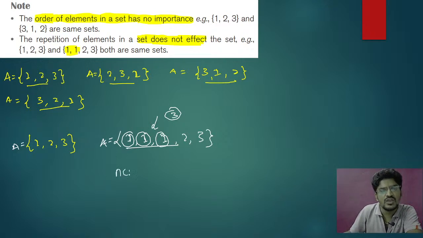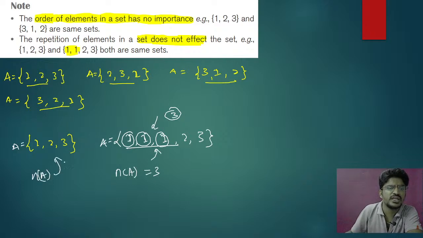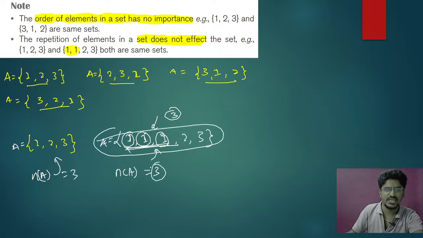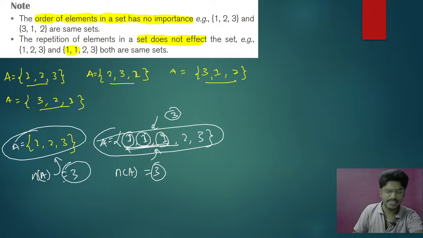So n of A here is 3. N of A here also is 3, because 1 is repeated 3 times, and if it is repeated 3 times, it doesn't have any meaning. Okay, so repetition doesn't affect the order of the set. The repetition of the elements doesn't affect the order of the set. In the set A it has 3 elements, and here also A has 3 elements.